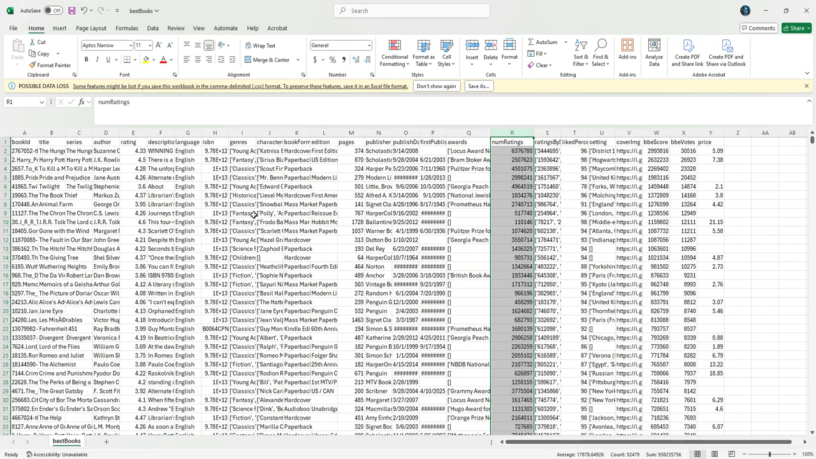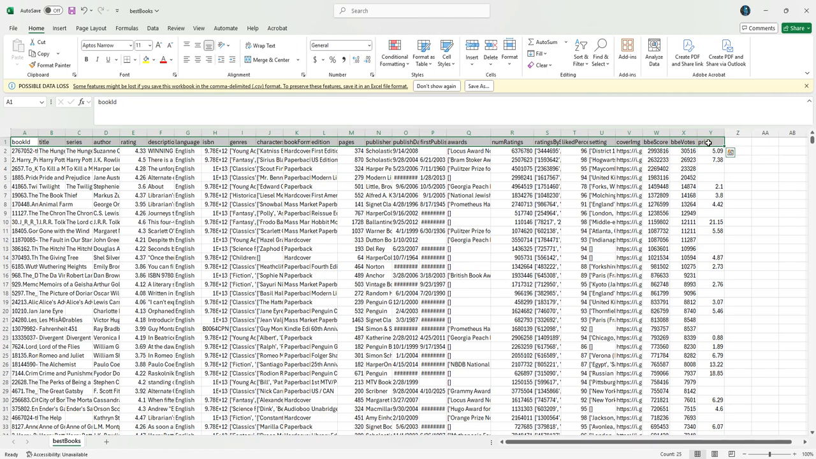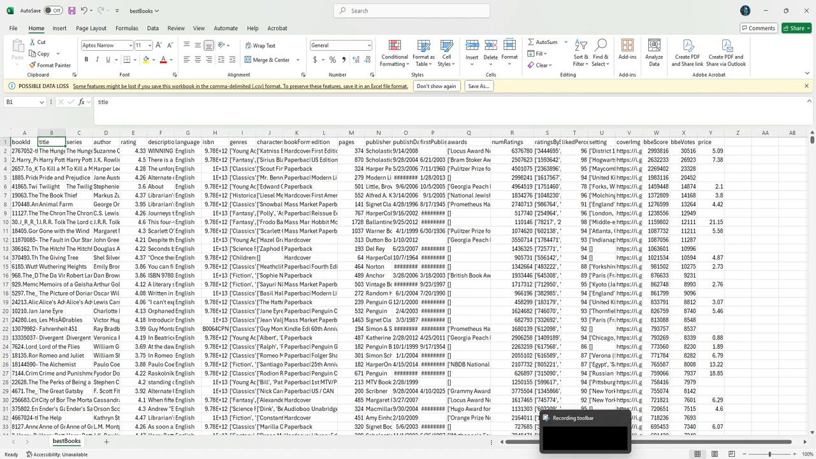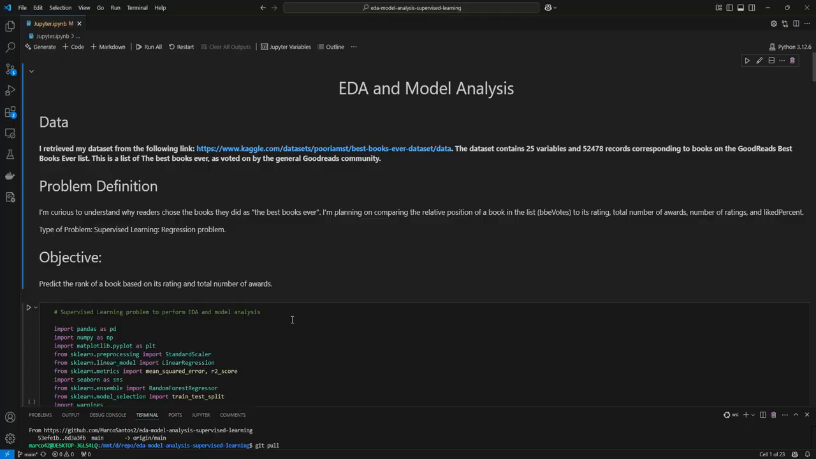Quick look here at the data set itself. You can see there are many different features for each book. Some of the features are price, the best book ever score, number of ratings, how many pages each book has, the description, the title, and so on. Obviously, I won't be using all of these features as I don't think that would be practical. So I decided to go with four different features that we're going to talk a little bit more about soon.